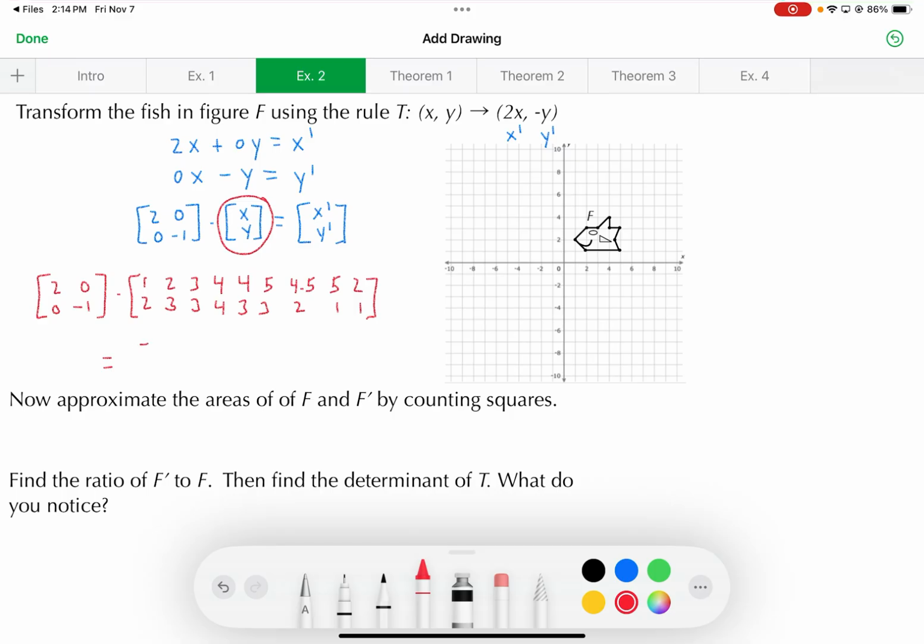Okay, now we start multiplying those out. So if I go first row with first column, that's going to be a 2 plus a 0 or a 2. Second row, first column, 0 plus negative 2 or negative 2. So I'll have 2, negative 2. Let's plot that. Okay, and then we can continue the calculations. I've done it already for us. So next is going to be 4, negative 3.